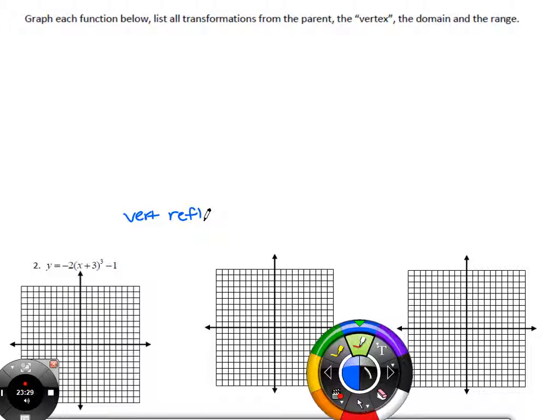And then we have a -2 out here. What is this going to be? What is the 2 part going to do? First of all, is it vertical or horizontal? Vertical, because it's outside of what's being cubed, right?